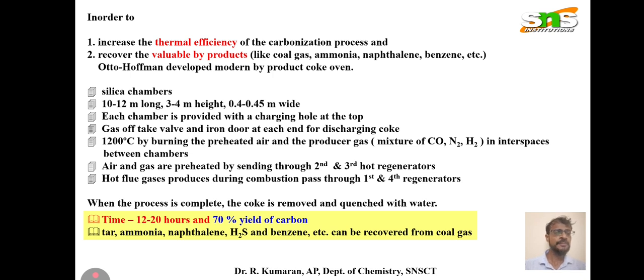coke material with byproducts. Air and gas are preheated by sending them through the second and third hot regenerators, and the hot flue gases produced during combustion pass through the first and fourth regenerators. When the process is completed, the coke is removed and quenched with water. Within 1 day, maximum 20 hours, the reaction is completed, and you get more than 70% carbon material. That's why it is popularly called a carbon-rich material.